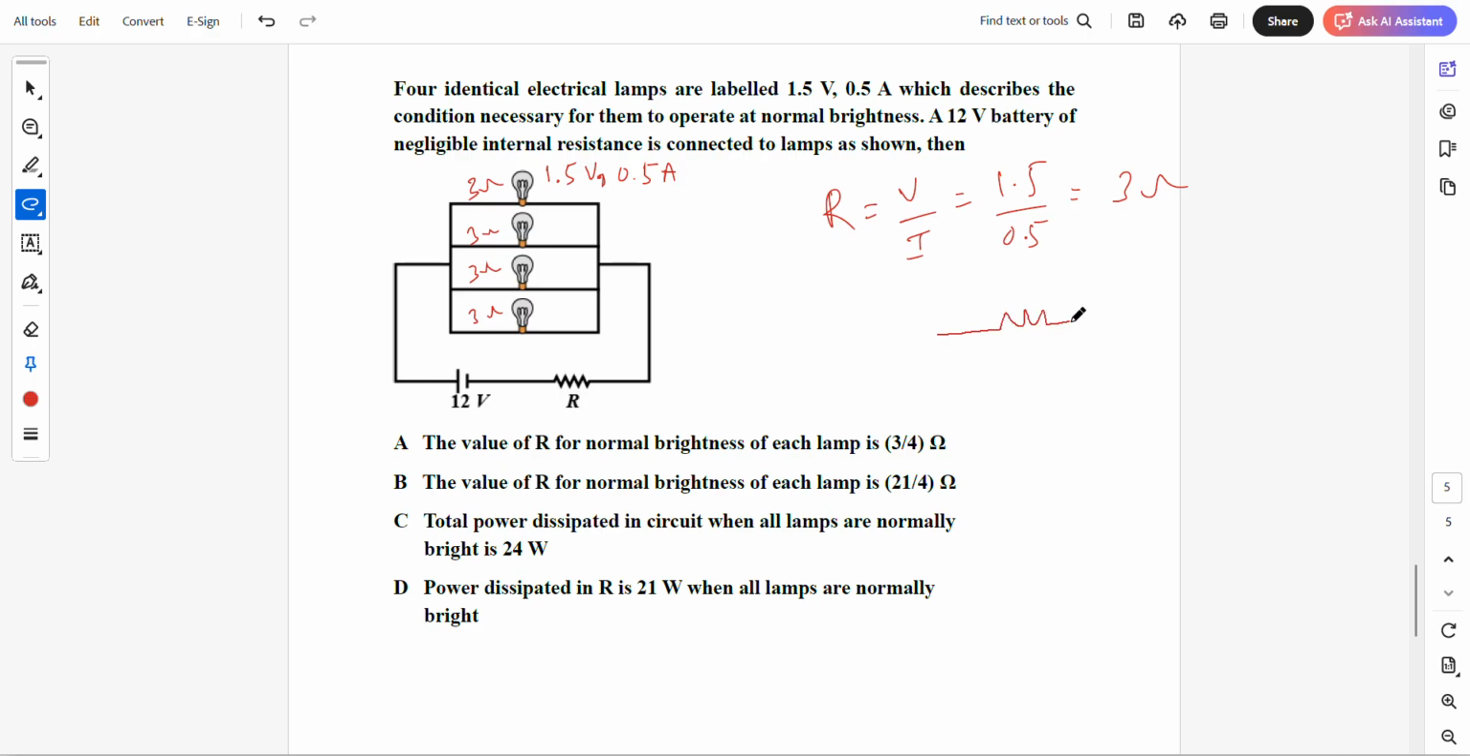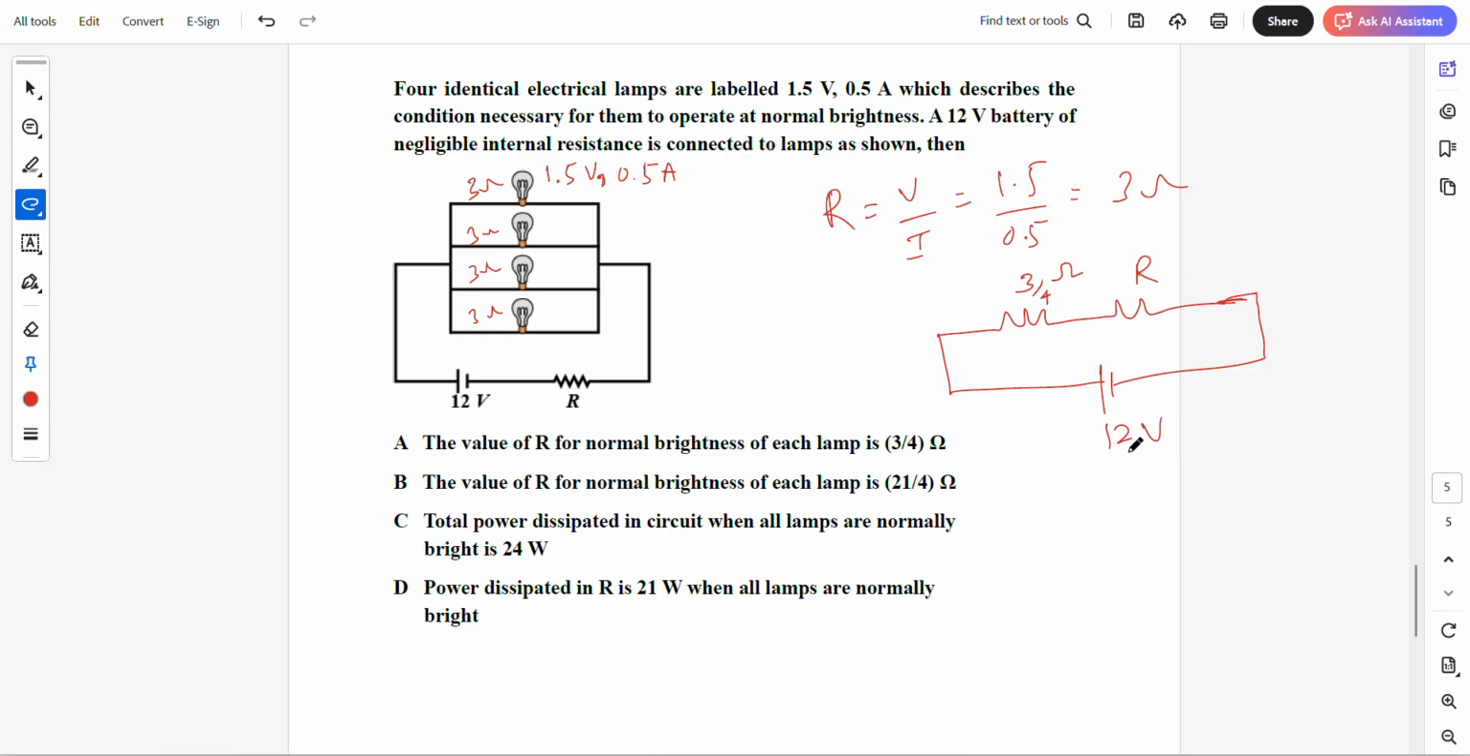We can convert it into one resistance. That is 3 by 4 ohm here, right? That is in series with R, and that is connected to a 12-volt battery.